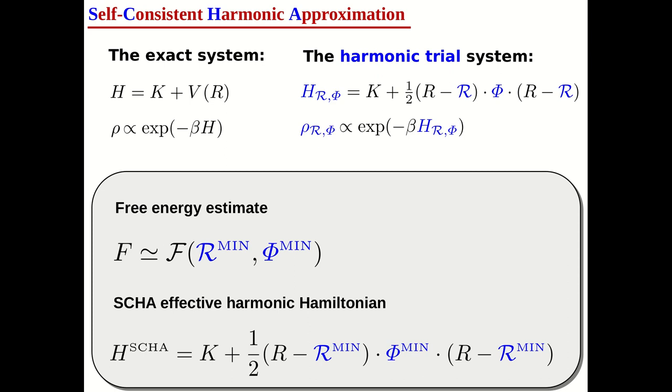So in a sense, this is the best harmonic Hamiltonian that we can use to approximate the exact Hamiltonian of our system. In general, the system has a potential energy surface, which can be any complicated function, with strong deviation from a quadratic potential. Well, this quadratic potential here gives the best approximation according to the free energy variational principle. This is the best harmonic potential that we can use to approximate the true potential energy surface.